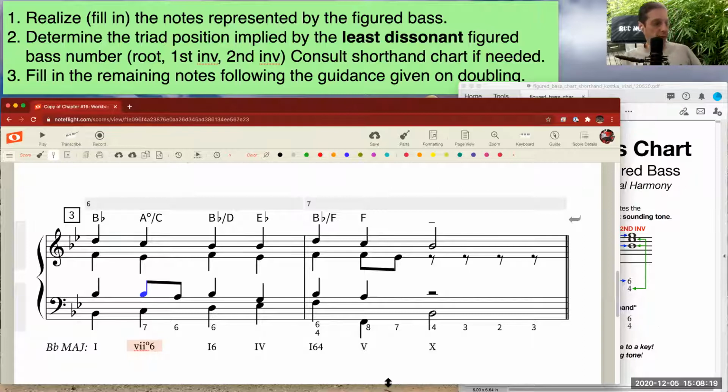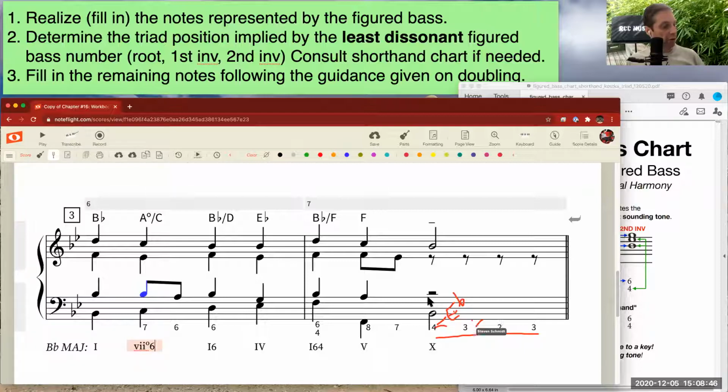I'll do one more spot on this example. At the end, we see a row of numbers 4, 3, 2, 3. And I'll go through the same process. Number 1, realize or fill in the notes represented by the figured bass. So a 4th above B flat is E flat. So this number is going to equal E flat.